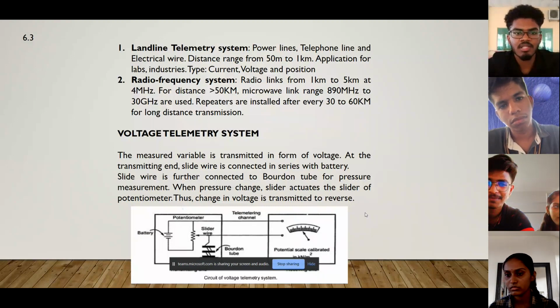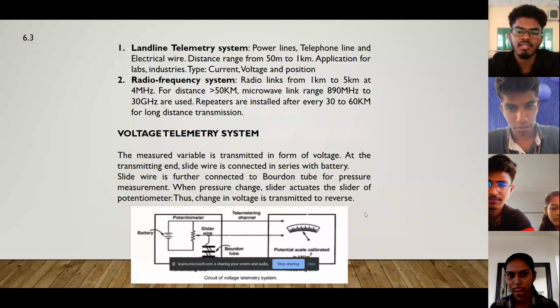The second system is a radio frequency system. Radio ranges from 1 kilometer to 5 kilometers at 4 megahertz. For distance more than 50 kilometers, microwave link range 890 megahertz to 30 gigahertz are used. Repeaters are installed after every 30 to 60 kilometers for long distance transmission.